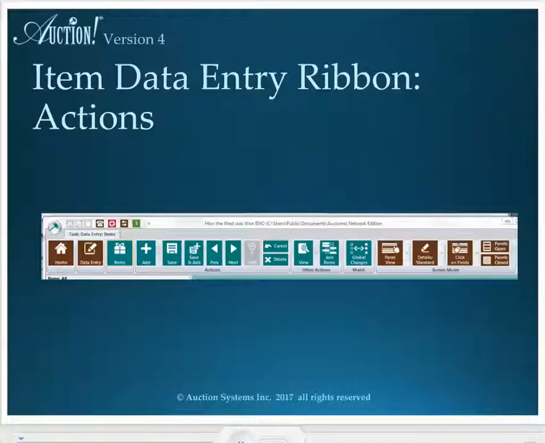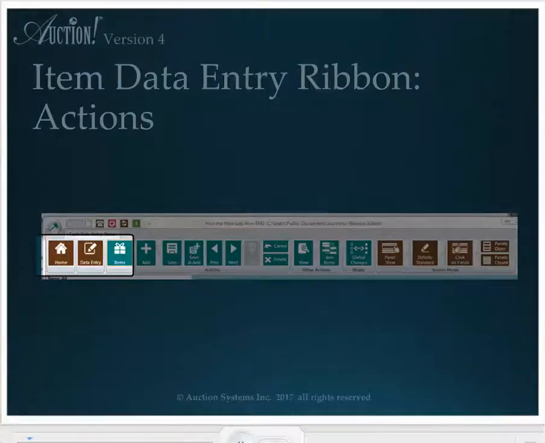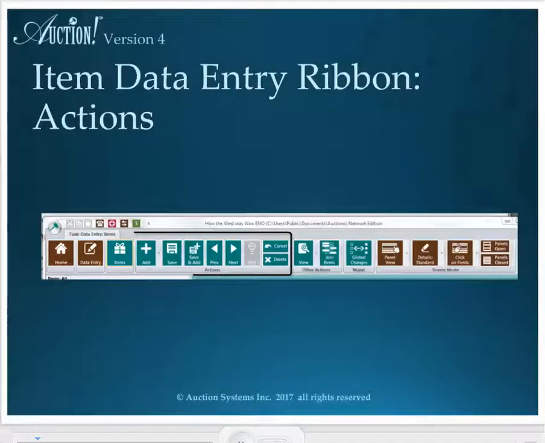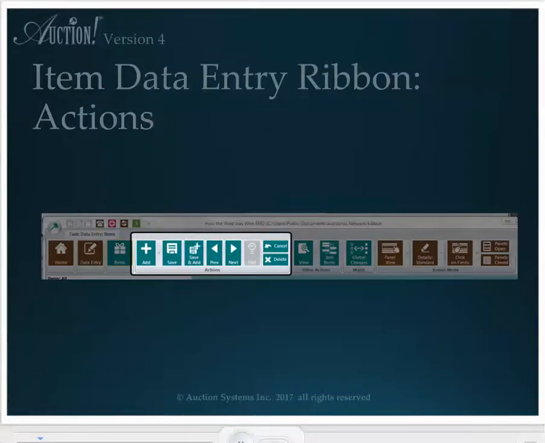Now let's take a closer look at the ribbon along the top of the item data entry screen. The first three buttons are the navigation buttons that tell you how you got to this screen. Starting in Home, you picked Data Entry and then you picked Items. Then we have the action buttons. The first one is the Add button.